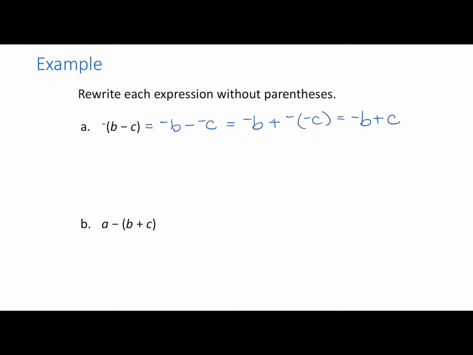What about a minus the quantity b plus c? That's the same as a plus the opposite of b plus c, using the property on the last slide. And now, a few slides ago, we saw that the opposite of b plus c is the same as negative b plus negative c. And that's why usually at your level, you're just used to distributing that minus sign without really thinking about it, right?